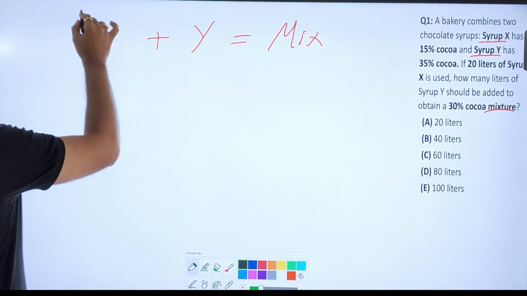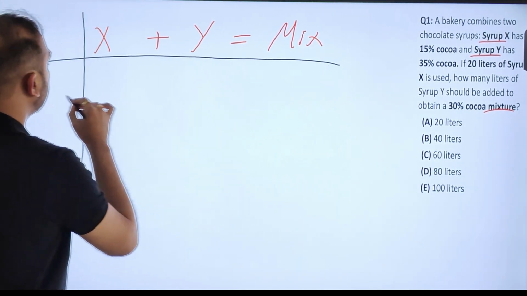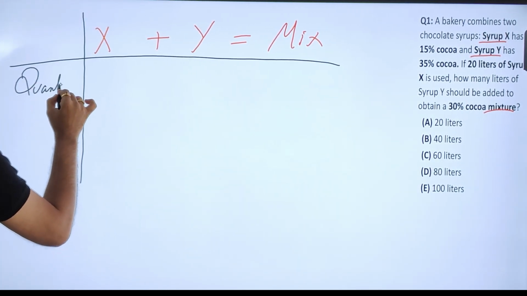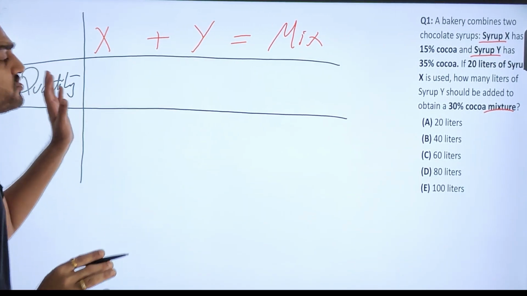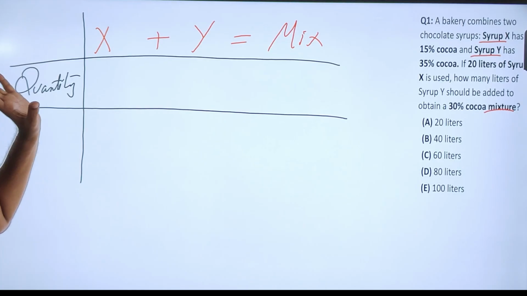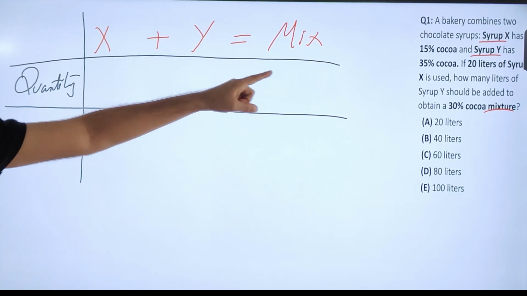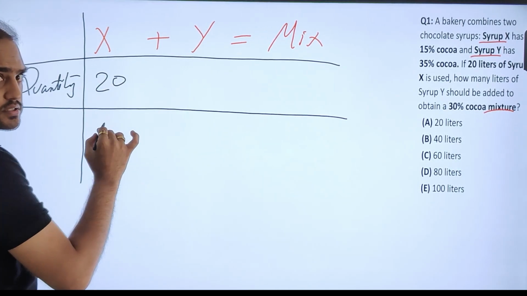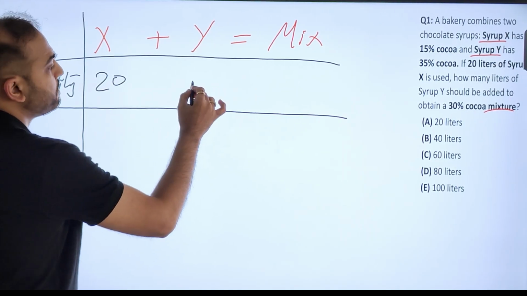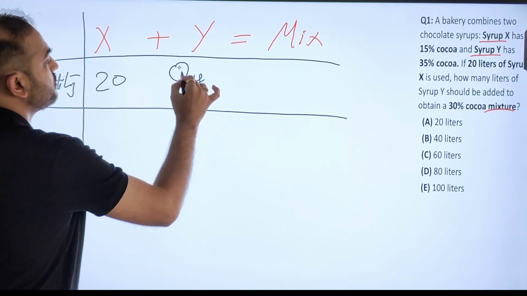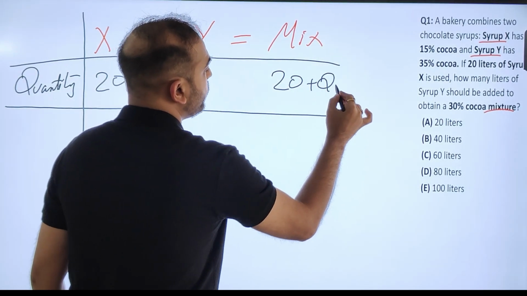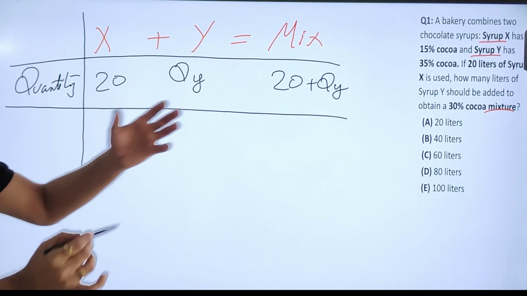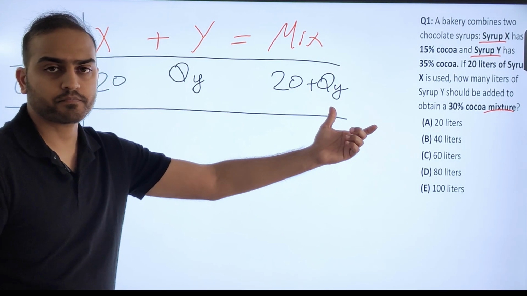Now, as I told you, what do we do always? We think about quantity. Don't worry about the entire remaining question. Go step by step. Focus on the quantity. What is the quantity of syrup X? That's 20 liters. Mixed with syrup Y, I don't know, QY. Mixture quantity will become 20 plus QY, because when two things add up, the quantity adds up.